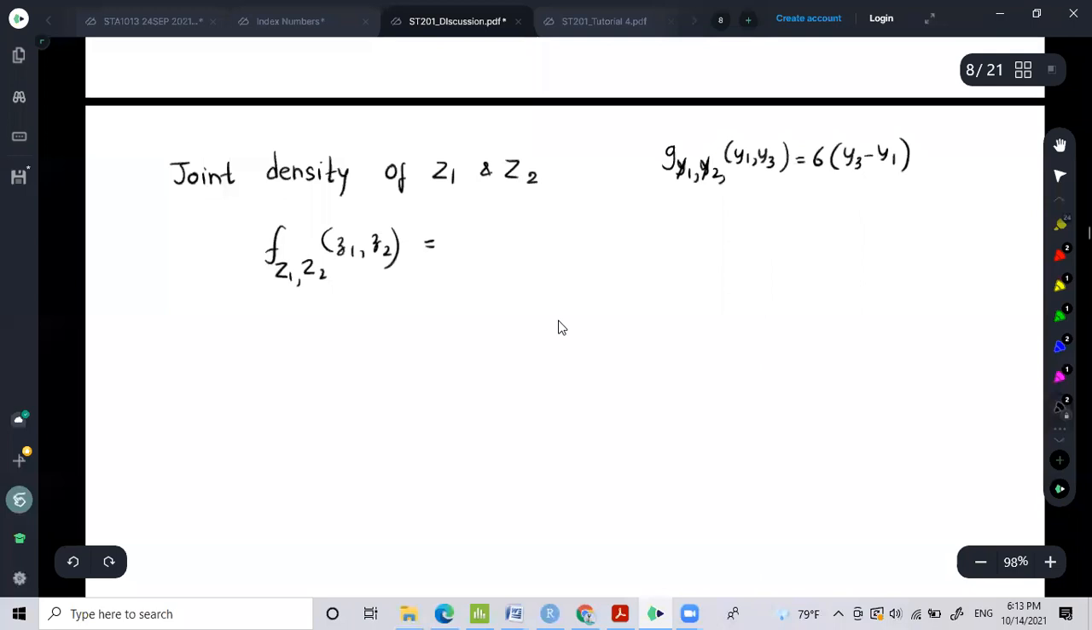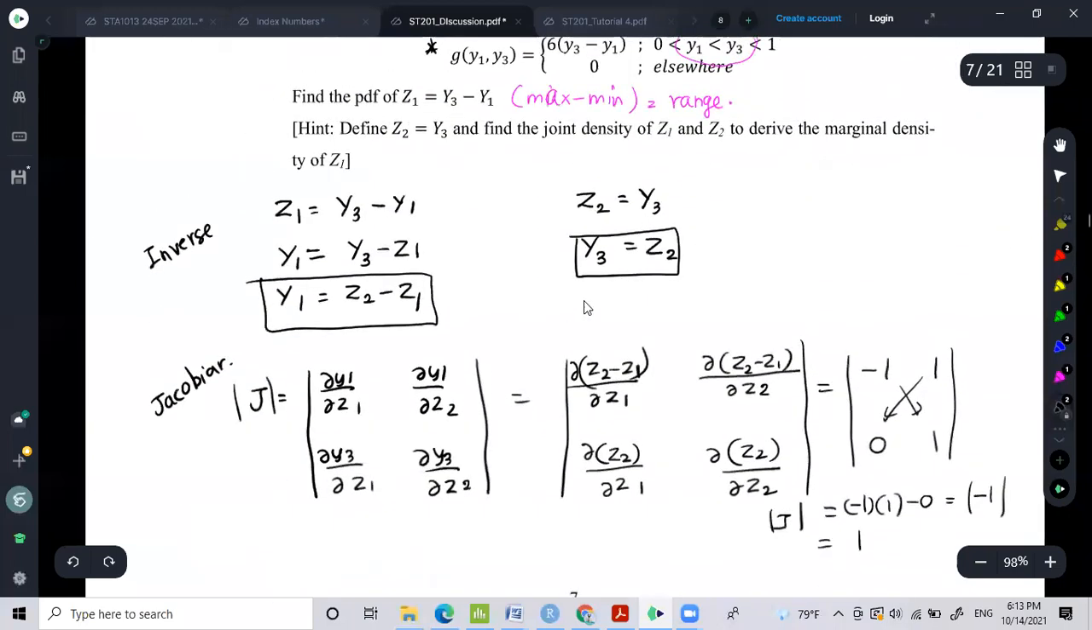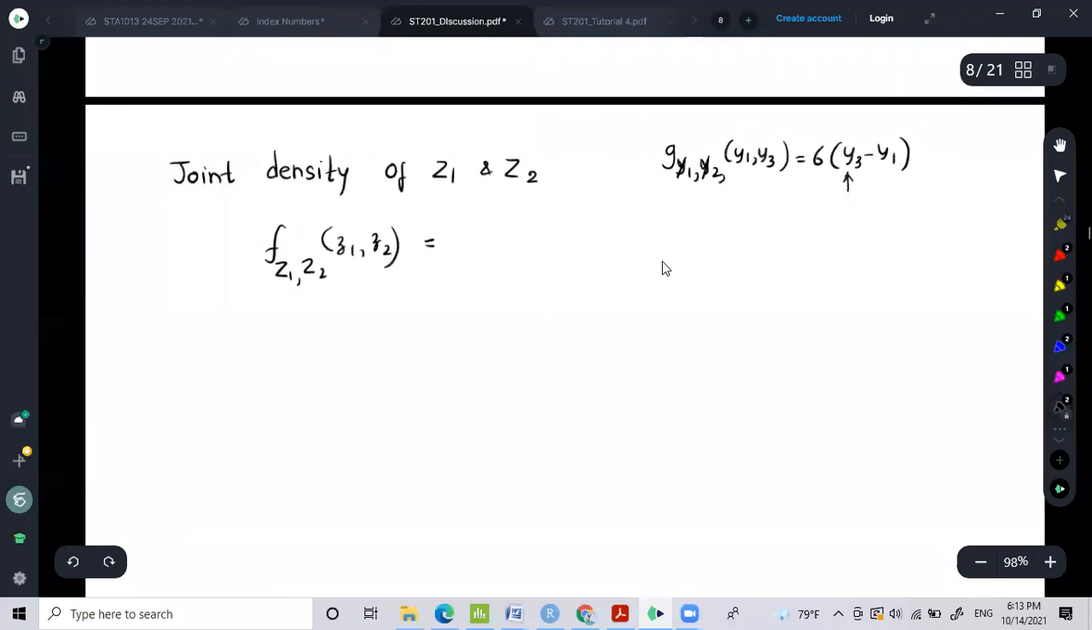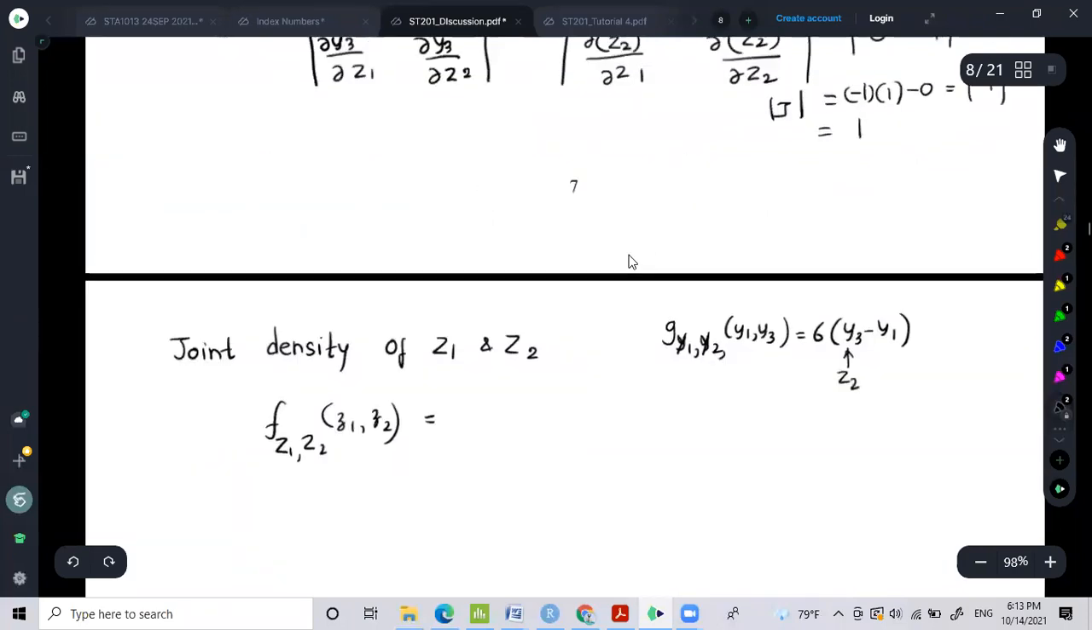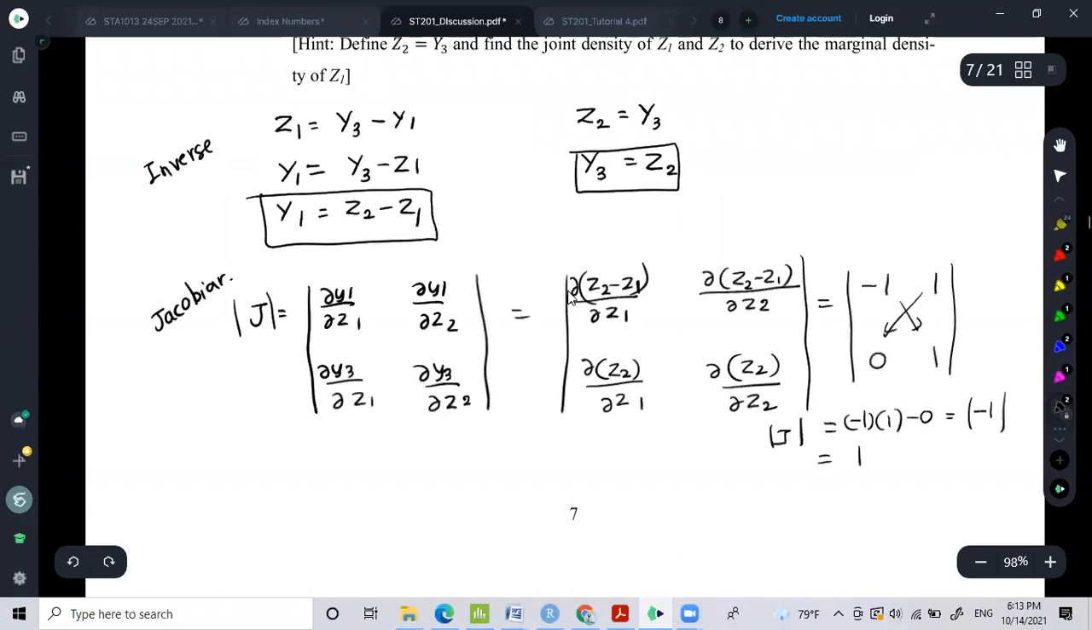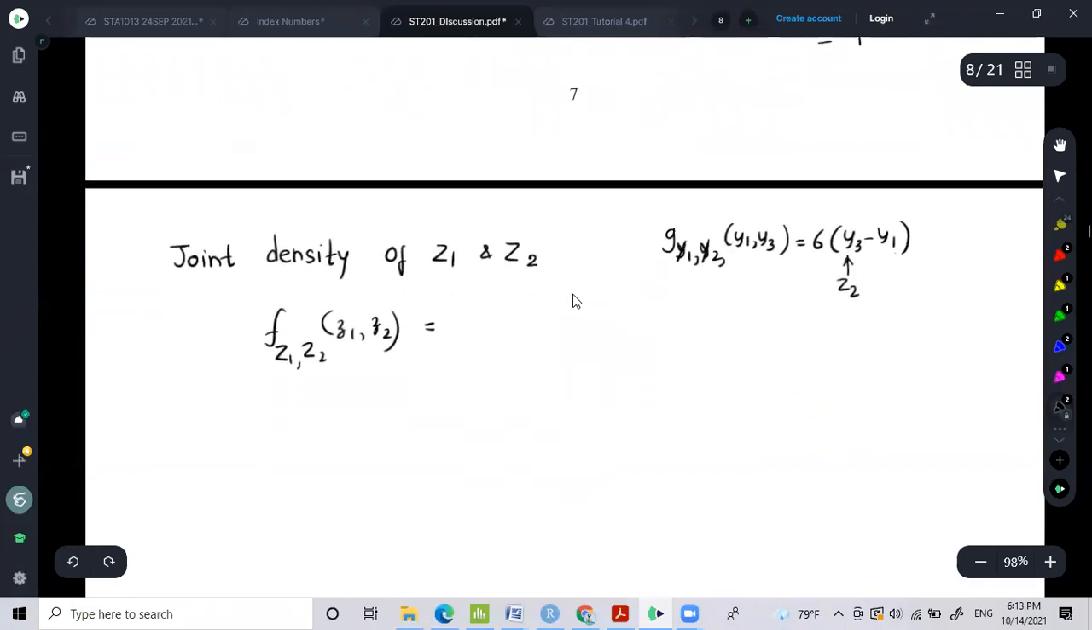Wherever you see Y3, you have to replace it with what? What is Y3? Y3 is Z2. What is Y1? Y1 is Z2 minus Z1. And then you have to multiply it by the Jacobian. So this will be g of Y1, Y3, we evaluate at the inverses. So I'll just write Z1, Z2. These are the inverses, okay? And multiply by the Jacobian.